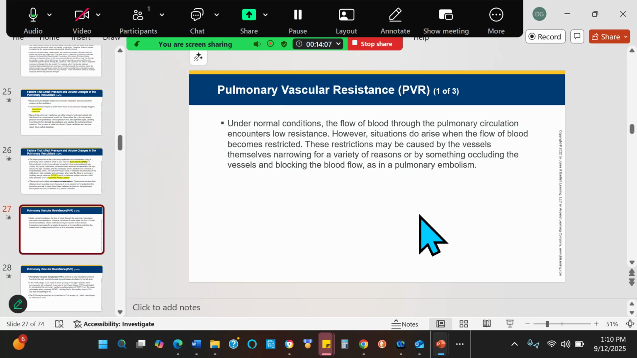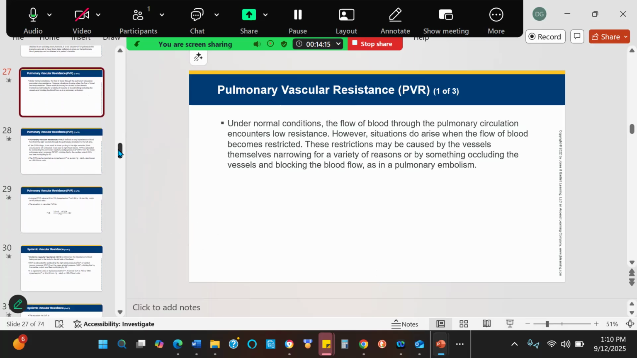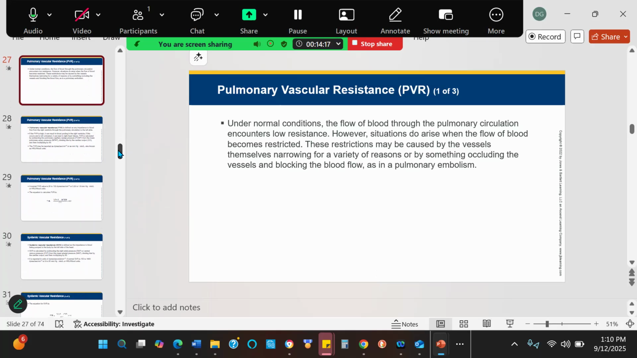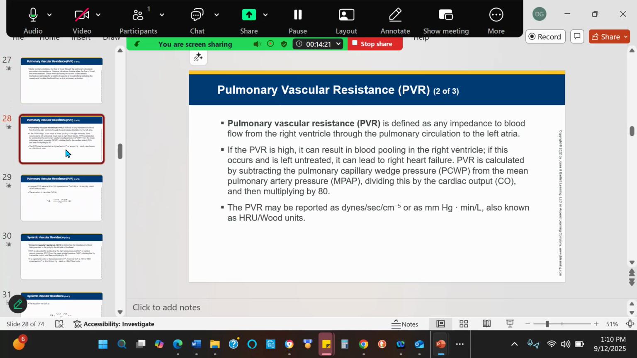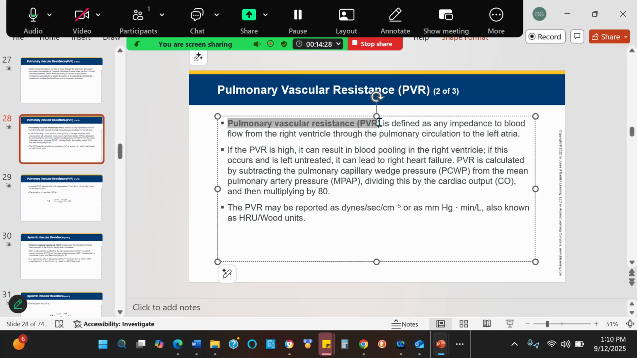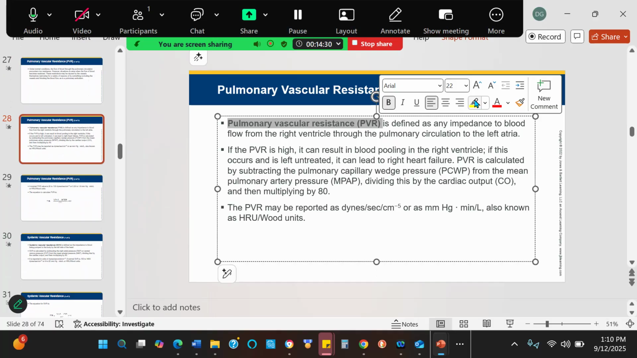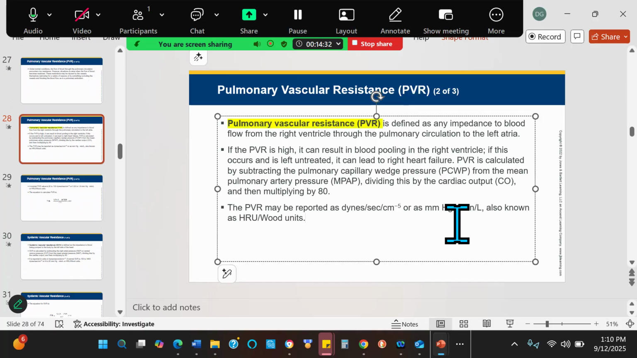Under normal circumstances, the flow of blood through the circulation encounters pretty low resistance. It's pretty easy. The right ventricle has an easy job all of its life compared to the left ventricle because it doesn't have to pump very far and it doesn't have to meet much resistance. However, if the pulmonary vascular resistance is high, it causes a lot of problems. And we're going to show you how to calculate that. That's coming up on the very next slide, I believe.